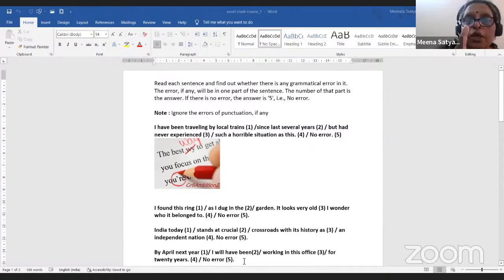The error could be in the usage of prepositions. The error could be in the usage of articles. The error could be in the usage of inappropriate words. And there could be no error. So here, your grammatical knowledge, the applicative value of the grammatical knowledge, plays a role.